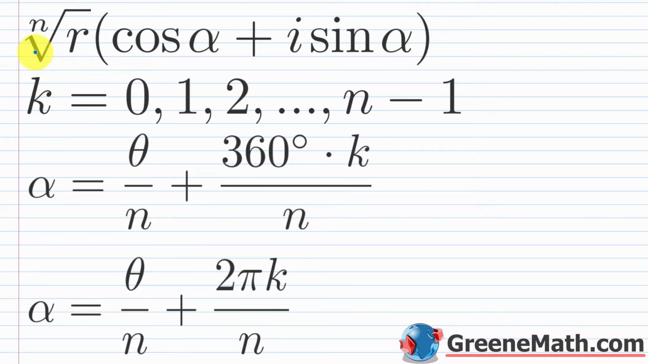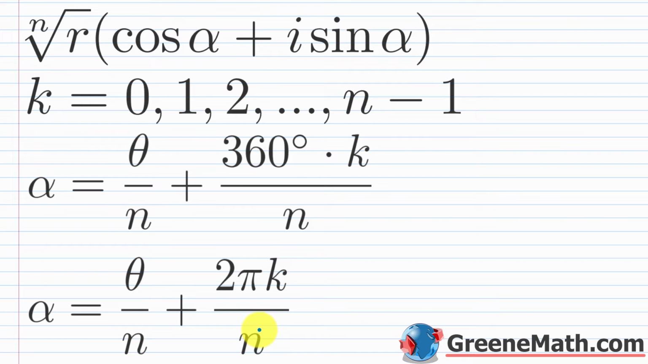So we have the nth root of r times the quantity cosine of alpha plus I times the sine of alpha, where alpha, again, if you're going to use degrees, it's here. If you're going to use radians, it's here. So the only difference is here you have 360 degrees, again, 1 full rotation. Here you have 2 pi, 1 full rotation. So degrees and then radians. But basically for alpha, it's theta divided by n, and then plus 360 degrees times k over n. And then here for alpha, it's theta over n plus 2 pi times k divided by n.